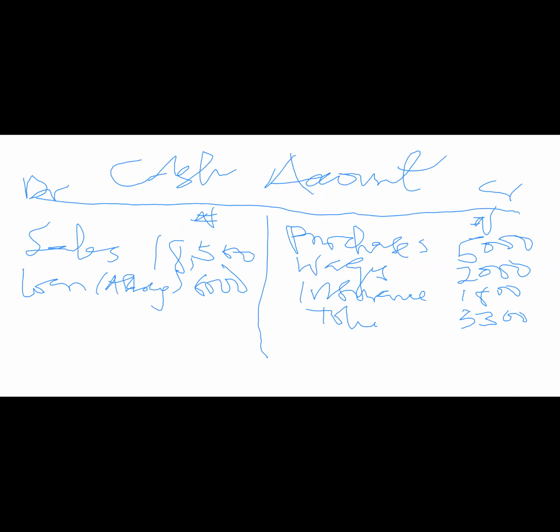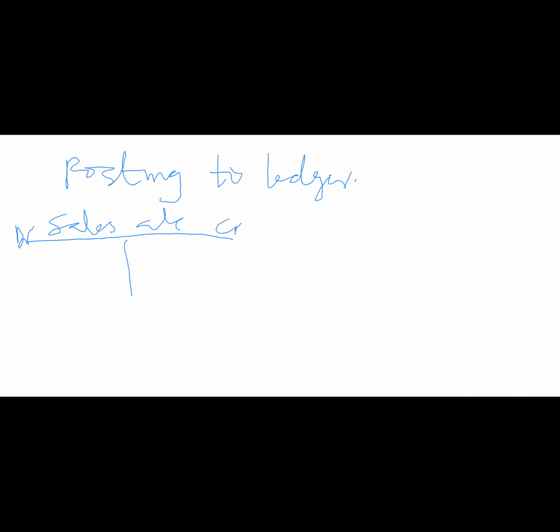So first thing, you create a ledger for the sales account. Sales account is how much? Okay. Sales account is 24,500. No. The sales there is 18,500. Yes. So you write cash under the sales account.